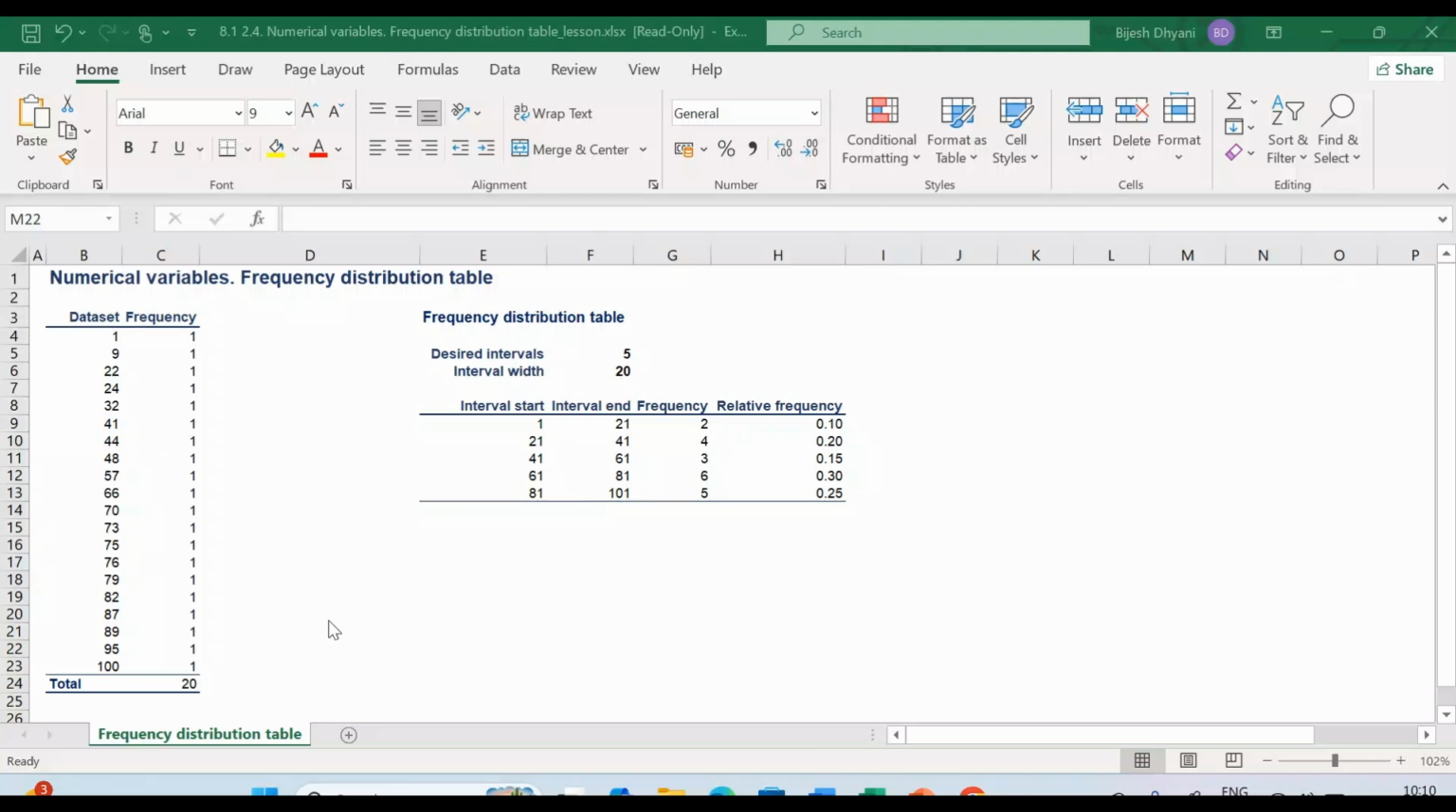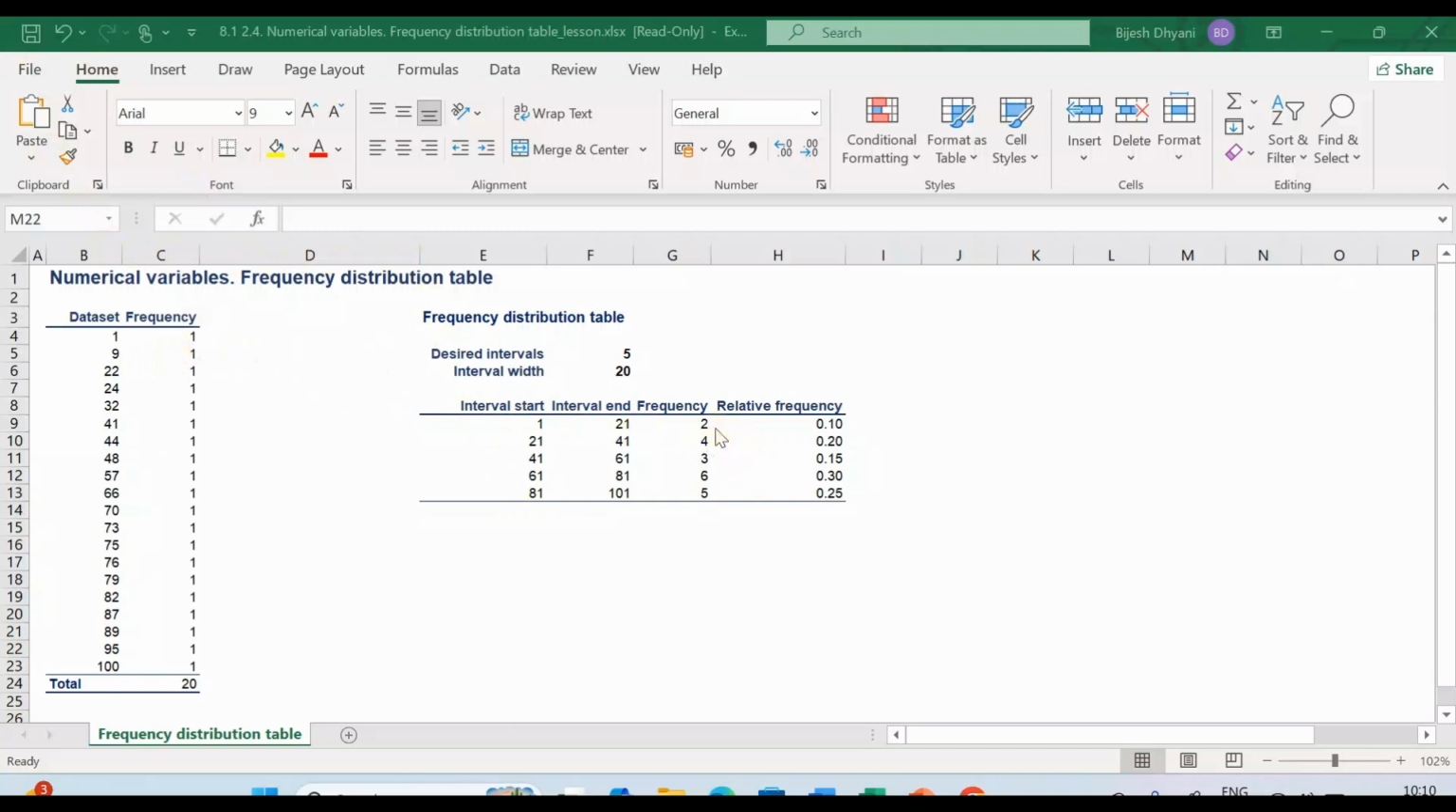We can round this number up to obtain a neat representation. Therefore our interval becomes 1 to 21. So now you can see that my first interval is 1 to 21. Now how many numbers occur between 1 and 21? I can count that.